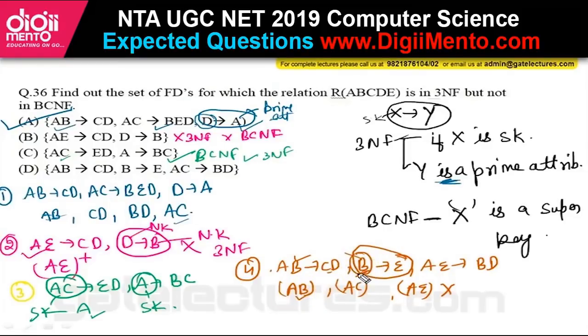It is not even in 2NF. Also, if you don't catch this, still you can see E is not my prime attribute. If E is not my prime attribute, then definitely it is not in 3NF, and if it is not in 3NF, it is also not in BCNF. So clearly our answer is 1 here. I hope you understood the question.